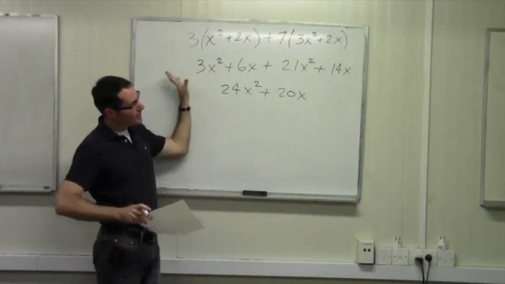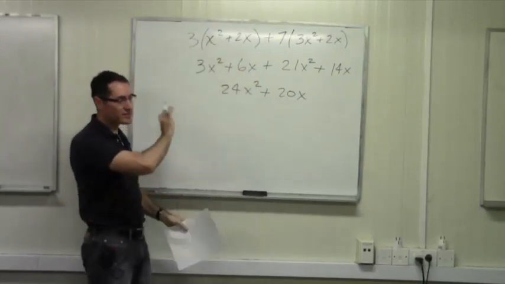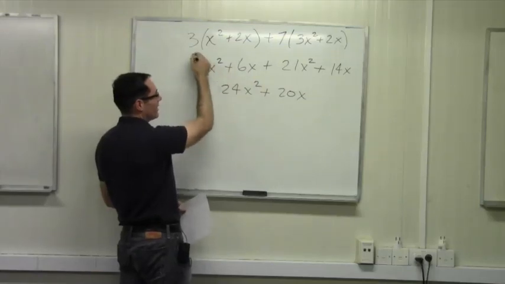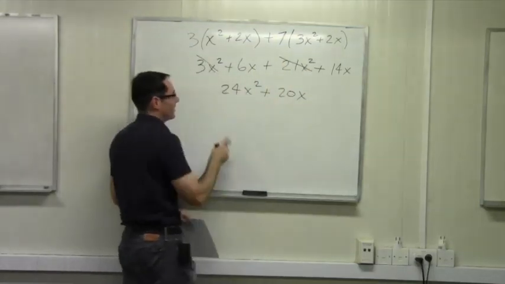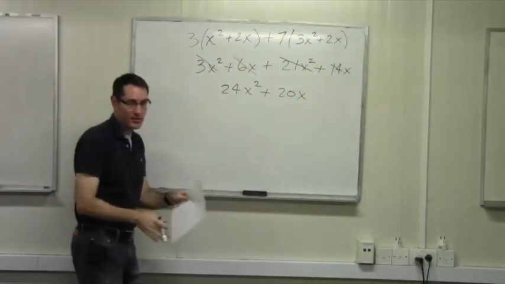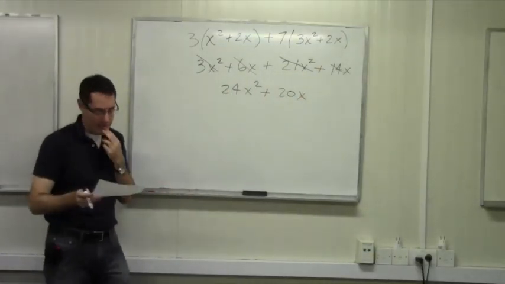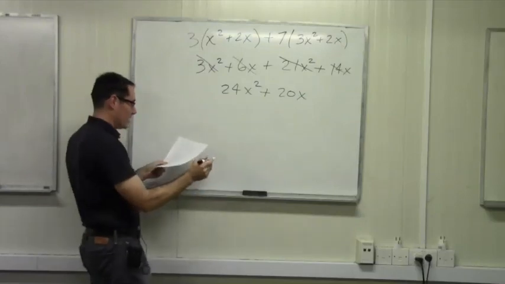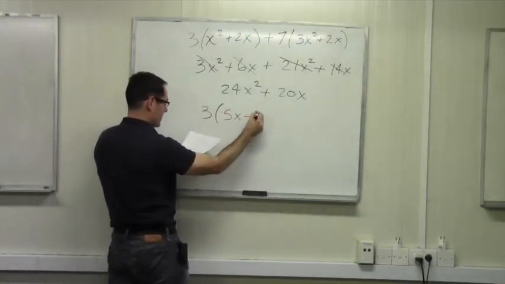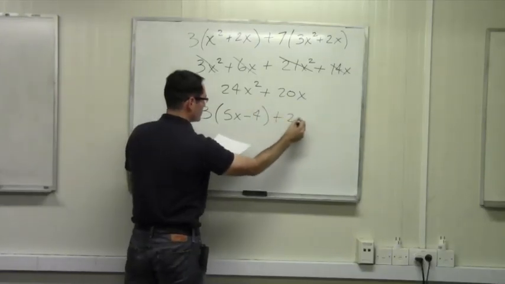If you get confused by all the different things, cross things out as you use them. For instance, if I'm going to combine 3x squared and 21x squared, 24x squared, and then I write it, and then 6x plus 14x, 20x, just do that if you need to. OK, it's just little tricks to do that. OK, let's try another one. 3 times 5x minus 4 plus 2x.